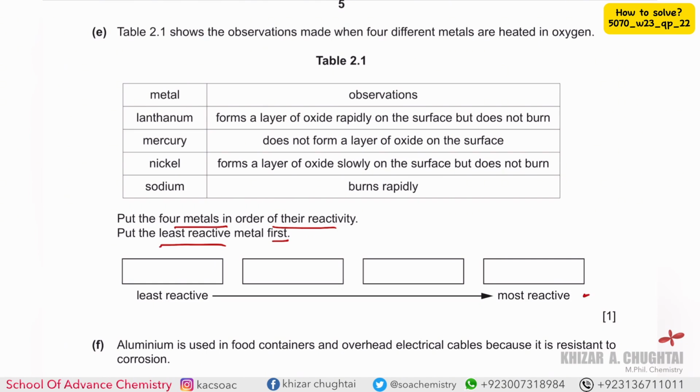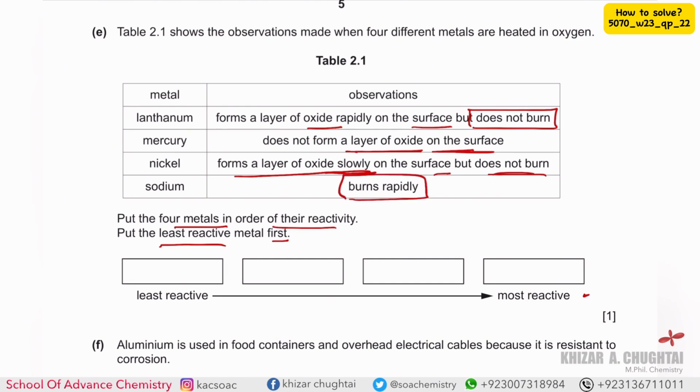So first of all, lanthanum forms a layer of oxide rapidly on the surface but does not burn. Mercury does not form a layer of oxide on the surface. Nickel forms a layer of oxide on the surface very slowly but doesn't burn, and sodium burns rapidly.